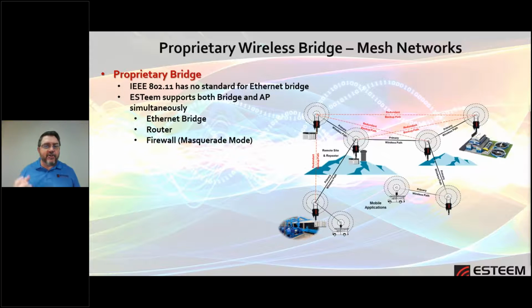So the radio is actually doing two functions. It's functioning as a bridge, in other words, we're passing the Ethernet traffic between those two ports, and we're also functioning as the base, or what's called an access point, or AP, for mobile clients. Now, whether the network is sending the data as a bridge, whether we're configuring the radio as a router, or we're configuring it into a firewall mode, which we call the masquerade mode, the radios themselves can support any one of these types of connections. So it's an incredibly powerful device.